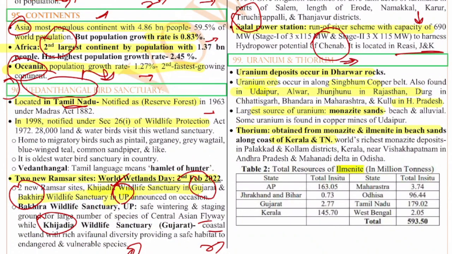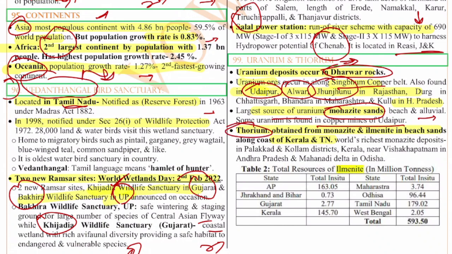Okay. Next, the 99th question is on the uranium and thorium. The uranium deposits generally occur in the Dharwar rocks. Uranium occurs along the Singhbhum copper belt, also found in Udaipur, Alwar, Jhunjhunu in Rajasthan, and so forth. The largest source of uranium is the monazite sand. That's why on monazite, we will find questions frequently in UPSC. So the beaches and alluvial soil have this monazite. Some uranium is found in copper mines in Udaipur as well.